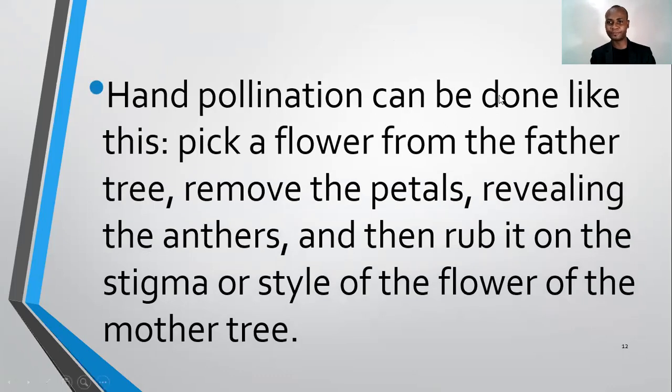Now let's talk about what it is. So hand pollination can be done like this. You pick a flower from a father tree, and then you remove the petals, revealing the anthers, and then you rub it on the stigma or style of the flower of a mother tree. So we pick a flower from tree A, and then we rub the anther on the stigma of flower B on another tree. So that is cross-pollination, and we do it by hand.